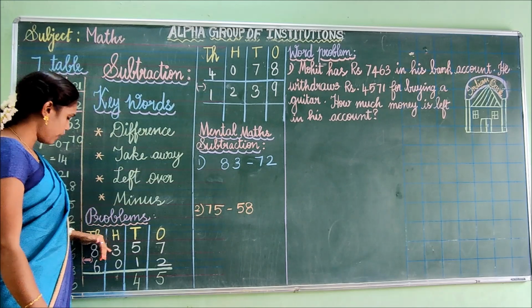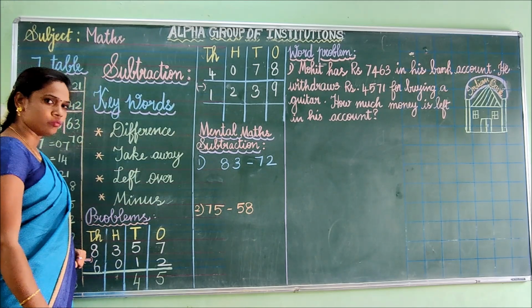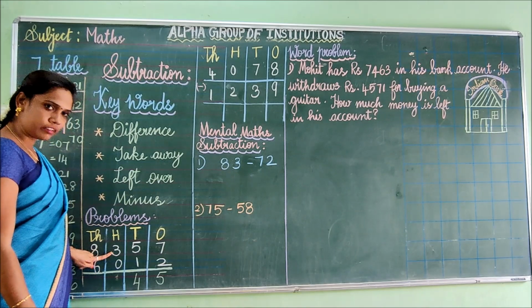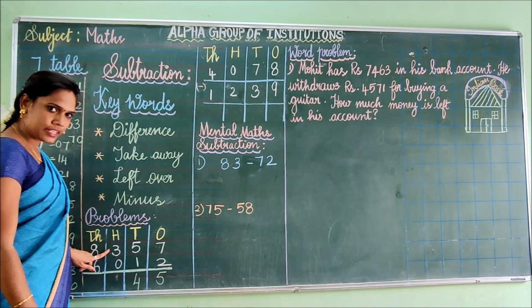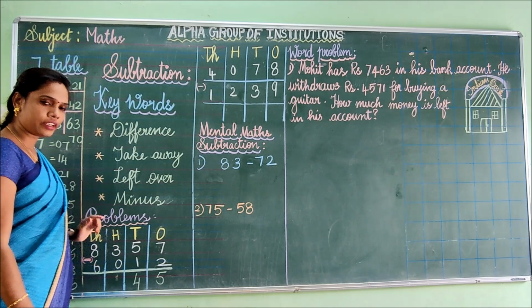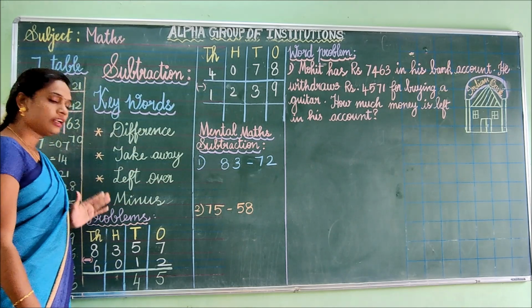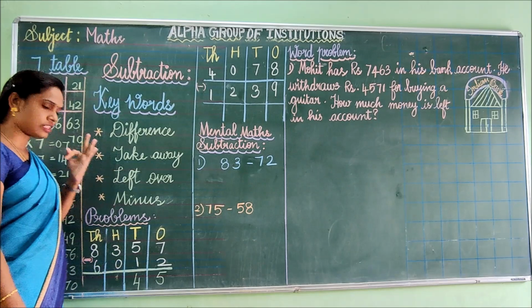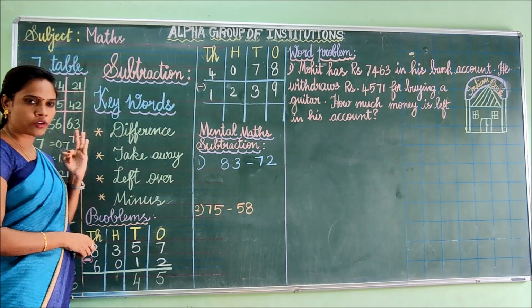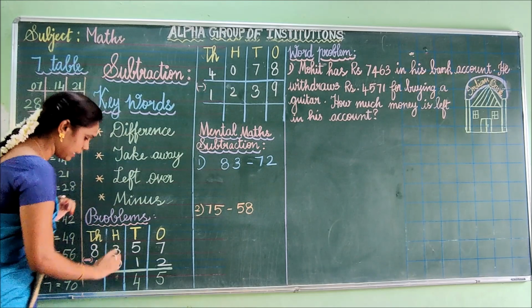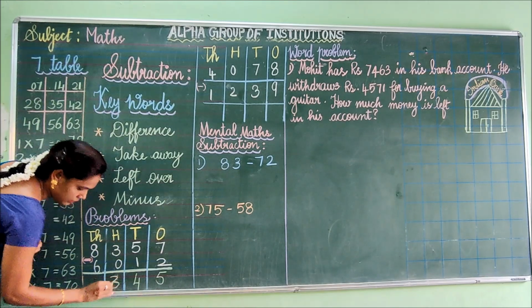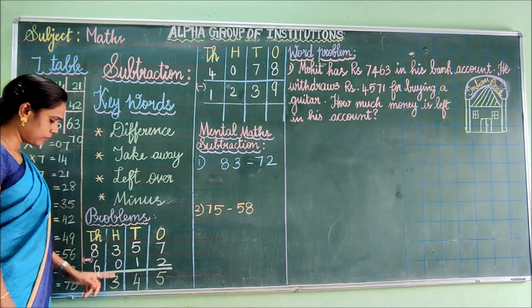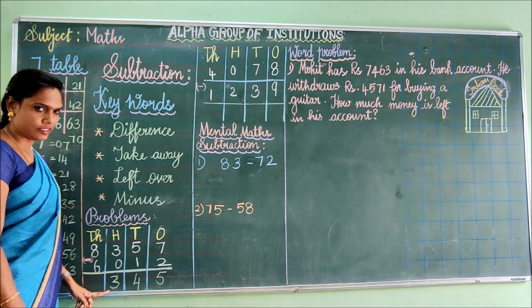Next, move on to hundreds place. See here, 3 minus 0. See the top number 3, here 0. So 3 is greater than 0. Okay, here also we do not need to borrow, we directly subtract. 3 minus 0. We are not going to take anything away, so the same number will be repeated. Okay, the same number will be the answer here.